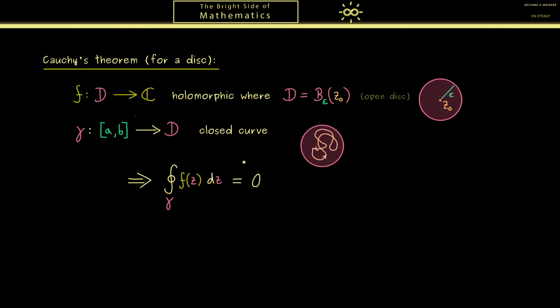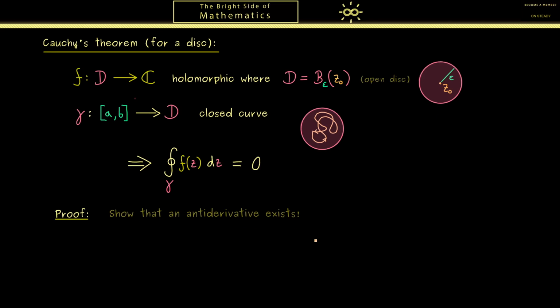And in fact, it turns out here that all the ideas we need for the proof we have already discussed in the last 2 videos. More concretely, we will show that an antiderivative of f exists. There, please recall, if we have an antiderivative, then we already know that the contour integral along closed curves is 0. Hence, we see this is the only thing we need to prove here.